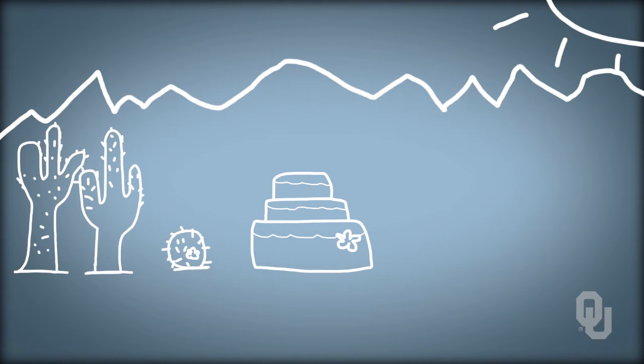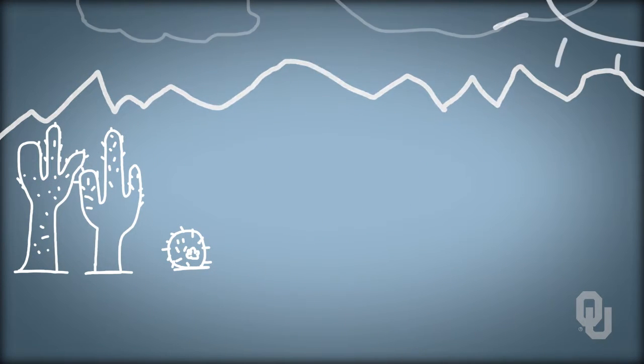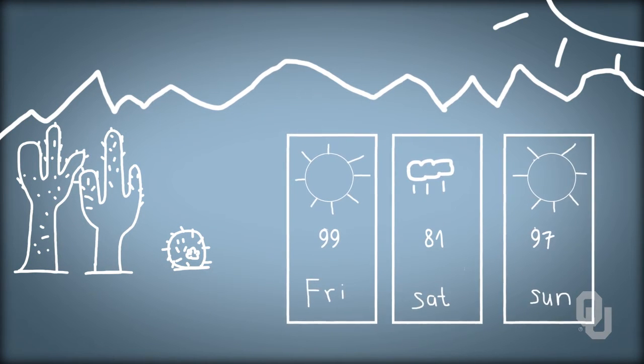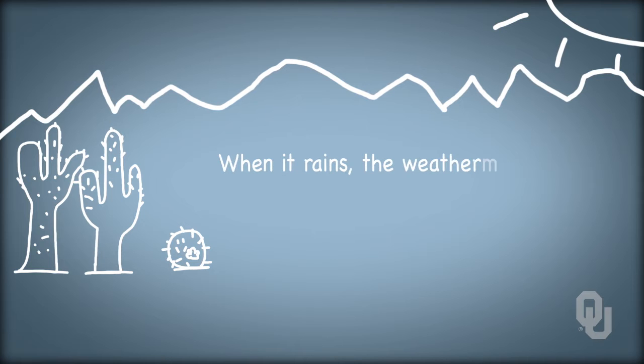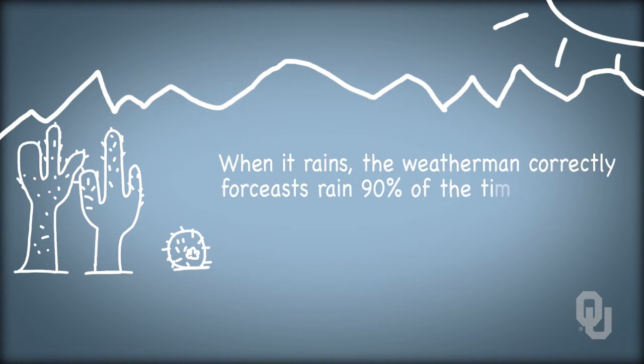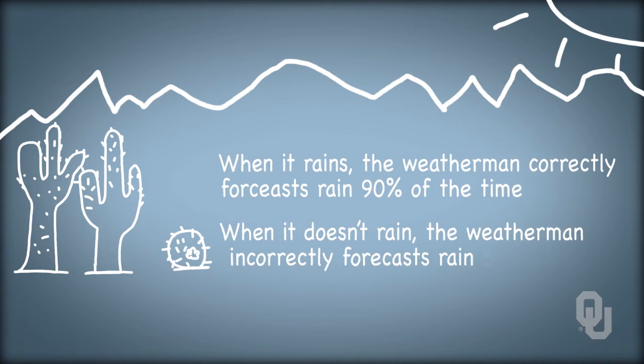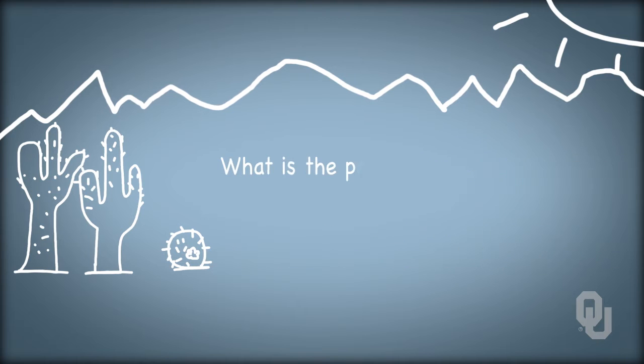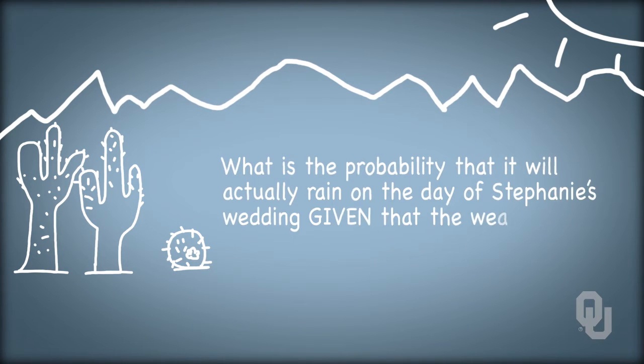Stephanie is getting married tomorrow at an outdoor ceremony in the desert. In recent years, it has rained only 5 days each year. Unfortunately, the weatherman has predicted rain for tomorrow. When it actually rains, the weatherman correctly forecasts rain 90% of the time. When it doesn't rain, he incorrectly forecasts rain 5% of the time. What we want to know is, what is the probability that it will rain on the day of Stephanie's wedding?